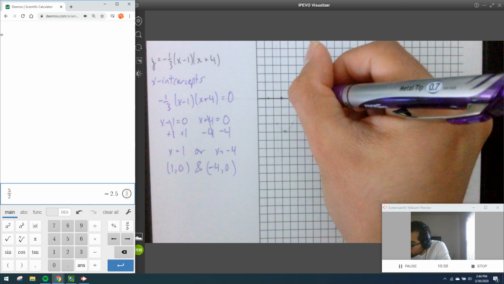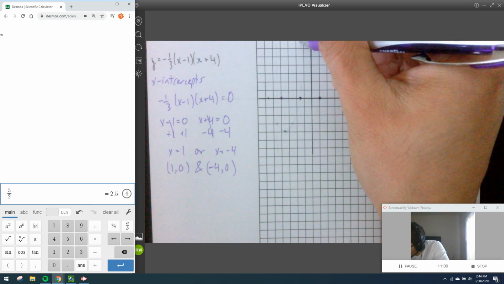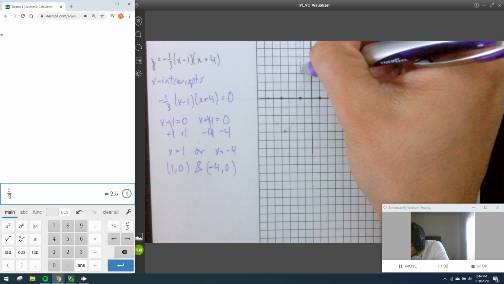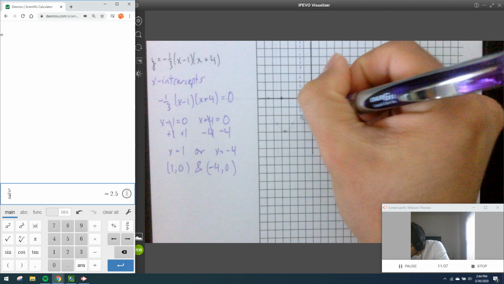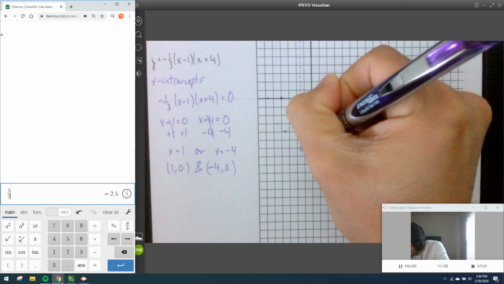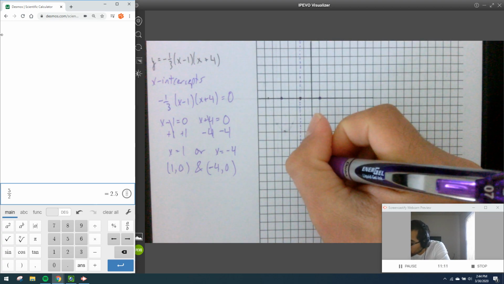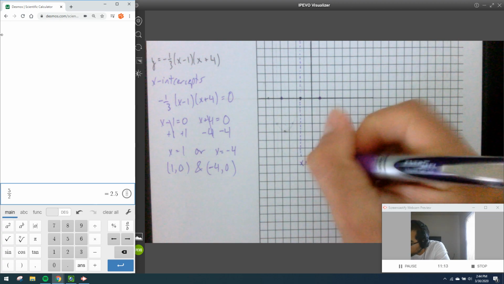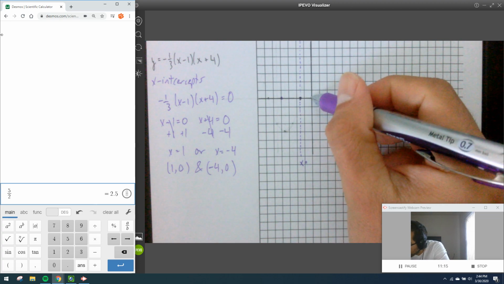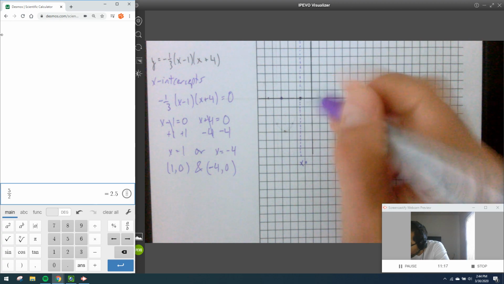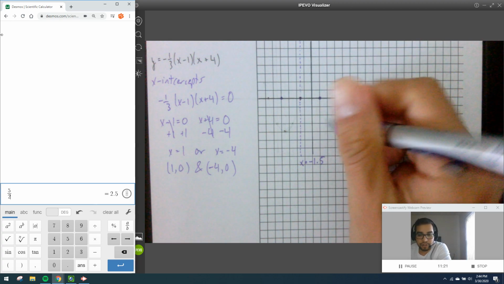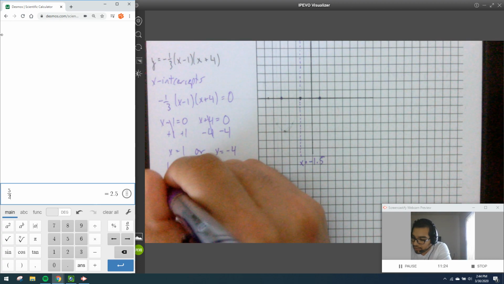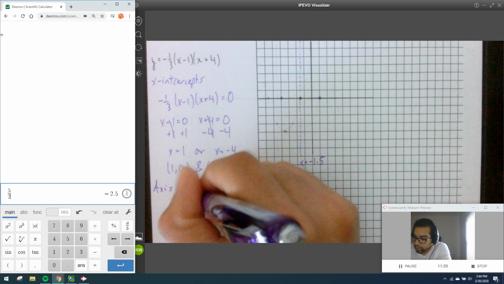So let's go ahead and I'm going to draw it. Okay. And this is my axis of symmetry. X equals, notice that it is -1.5, -1.5. My axis of symmetry. All right, axis of symmetry.